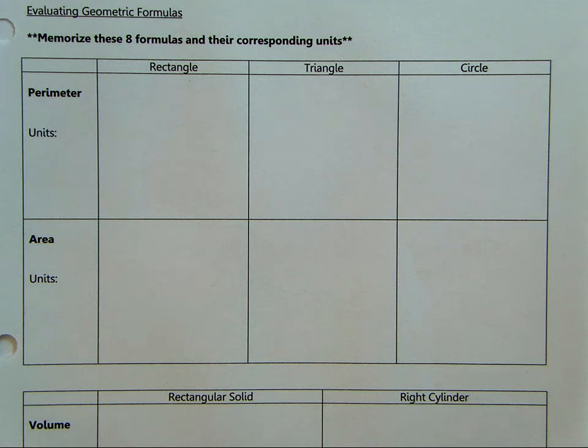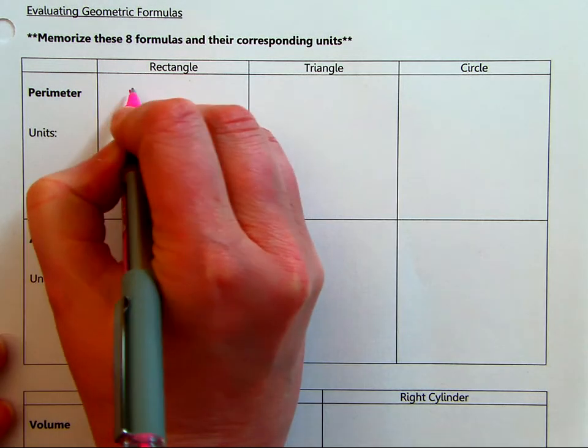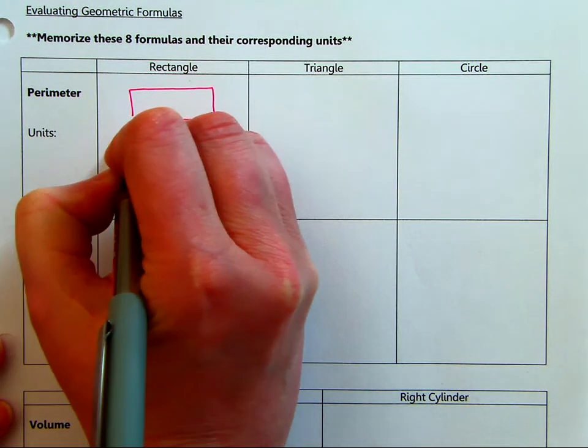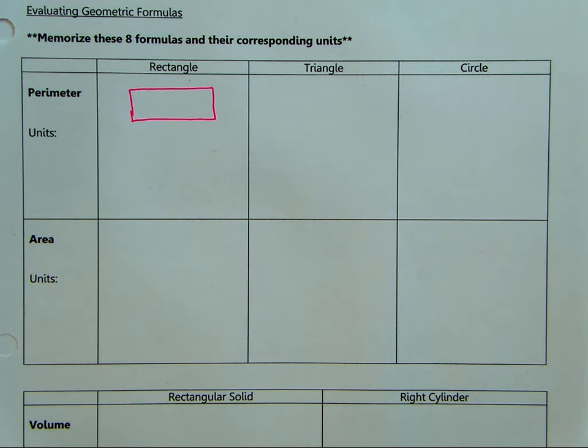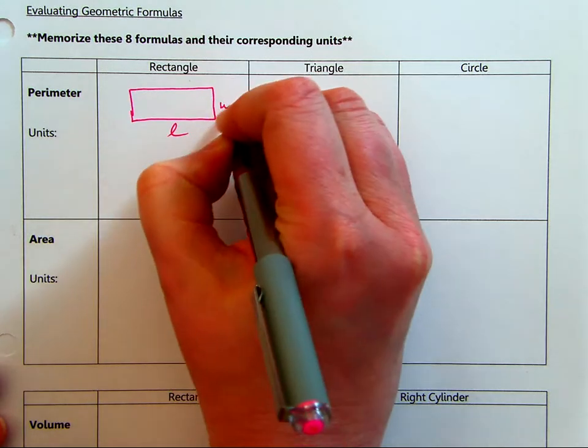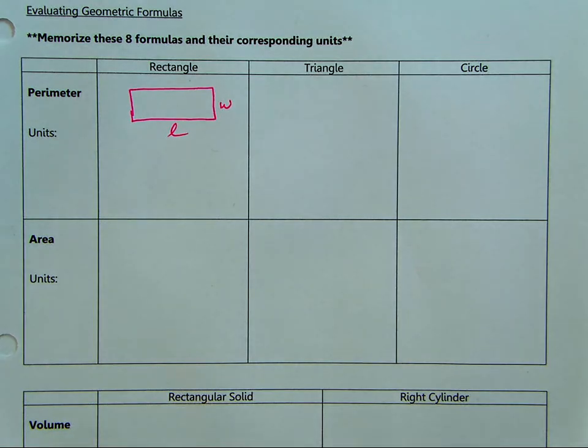Let's draw pictures and talk about the units for all of these shapes. So first of all, a rectangle. Perimeter of a rectangle. So let's label it. Let's do L and W, length and width. That's pretty common. How do you find the perimeter of a rectangle? You add them: length plus width plus length plus width.